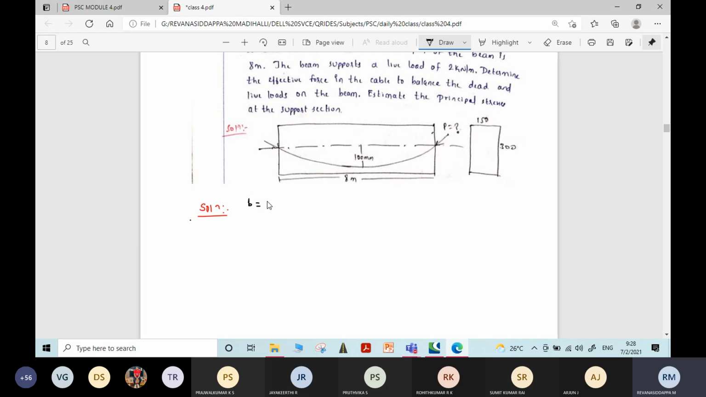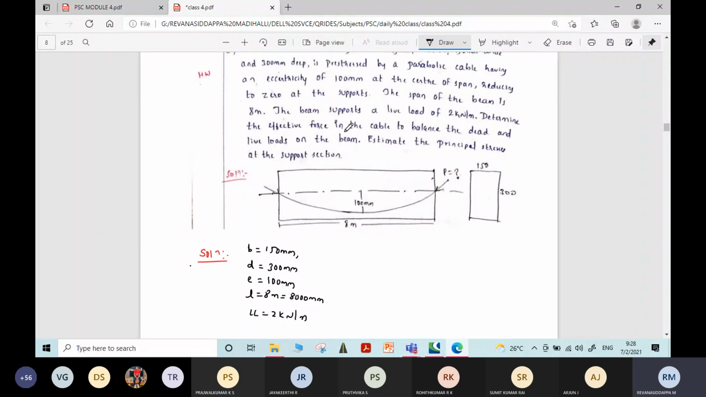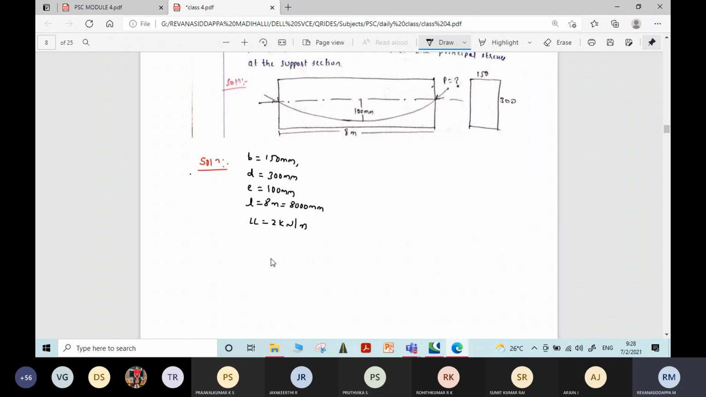B is equal to 150 mm, D is equal to 300 mm, eccentricity is 100 mm, length of the beam is 8 meter or 8000 millimeter, then live load is equal to 2 kilonewton per meter. Okay, it is asked to find the effective force in the cable, that is pre-stressing force, to balance dead and live load. P we need to find.